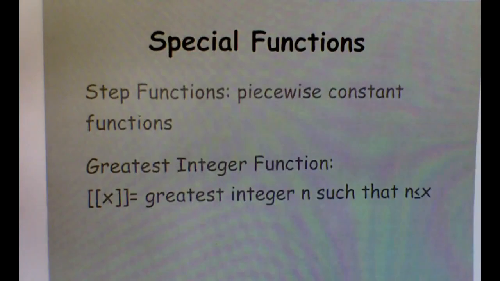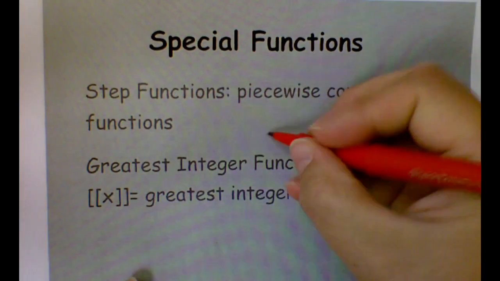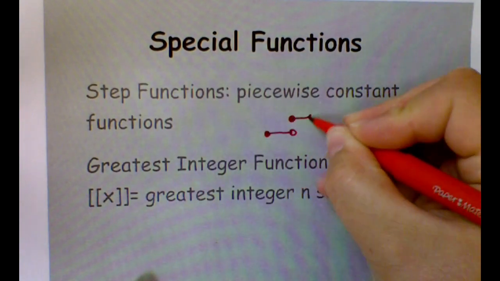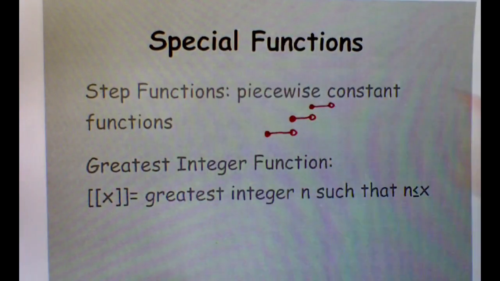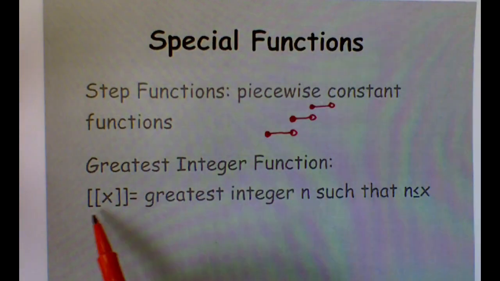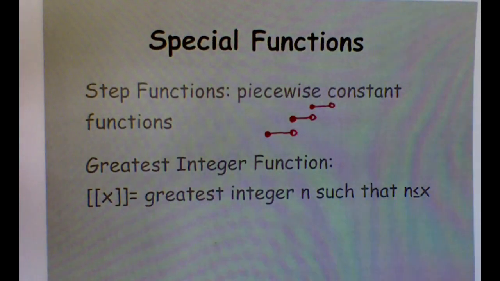Then there's a couple special functions. Step functions are piecewise constant functions. So basically, somehow the endpoints will be defined, and then you step up. They just look like this. Then we have the greatest integer function. The greatest integer function is denoted with double brackets with an x inside. That's the greatest integer n such that n is less than or equal to x.